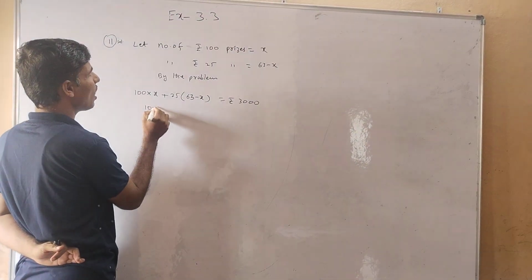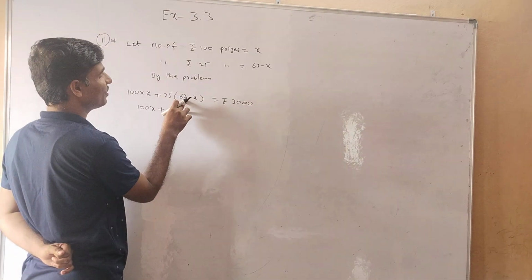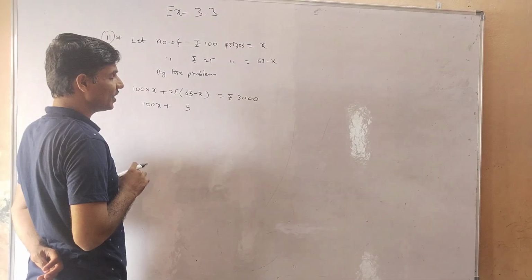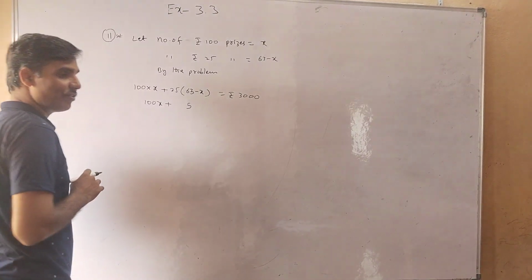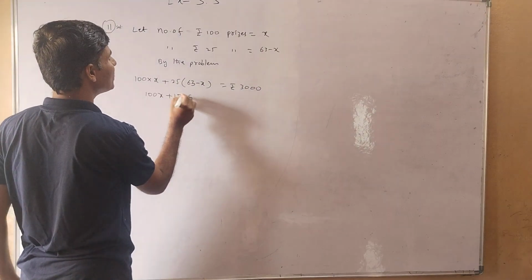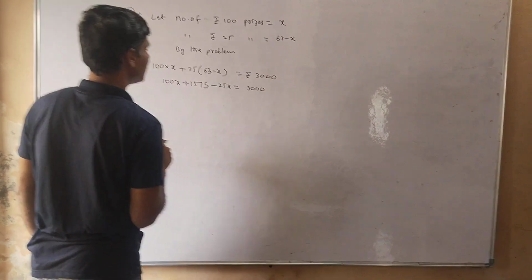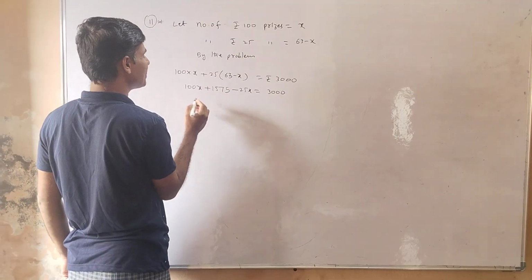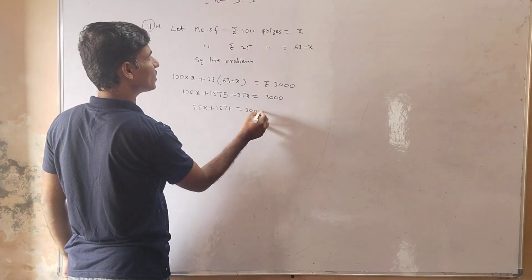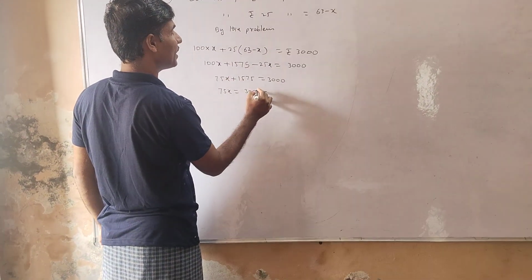Okay, 100 into x plus 25 multiplied by 63 minus x. 25 into 3 is 75, 25 into 6 is 150, plus 7 is 157. Minus 25 into x equals 3000. Now 100x minus 25x, 100 minus 25 is 75, so 75x plus 1575 equals 3000.